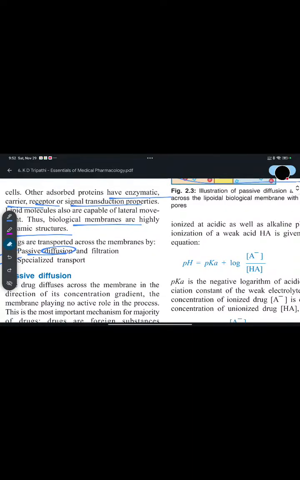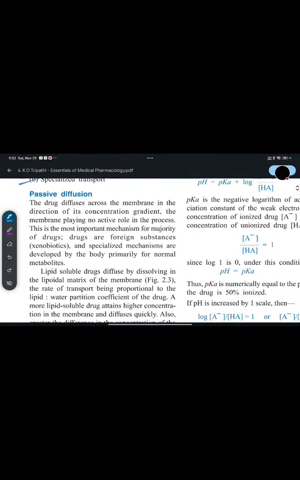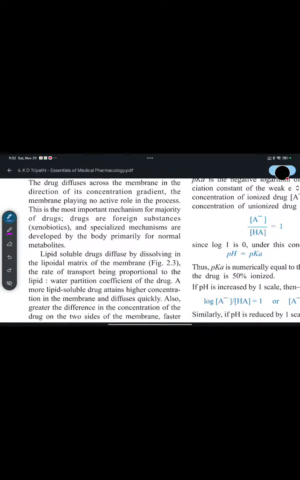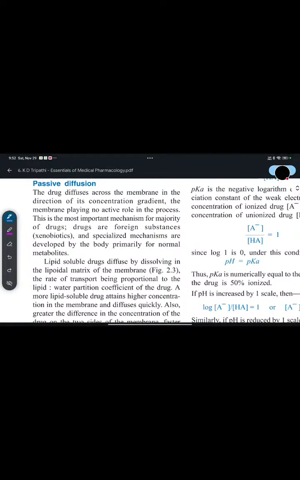In the case of filtration also the same thing happens. From high concentration to low concentration it will move. Now we will see passive diffusion. Actually passive diffusion is very easy, and it is very natural. There is no uptake or requirement of energy in the case of passive diffusion.